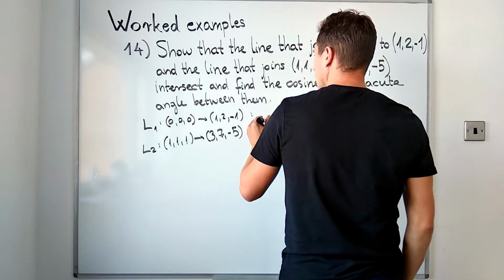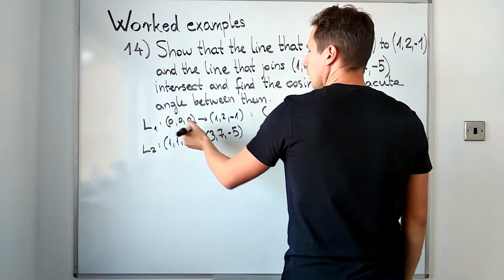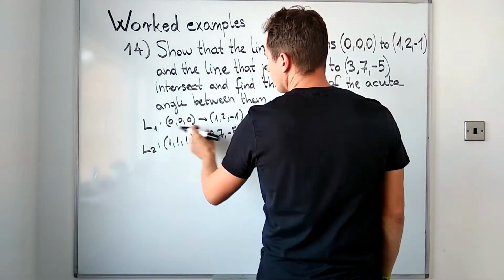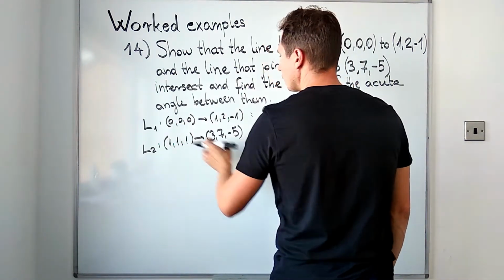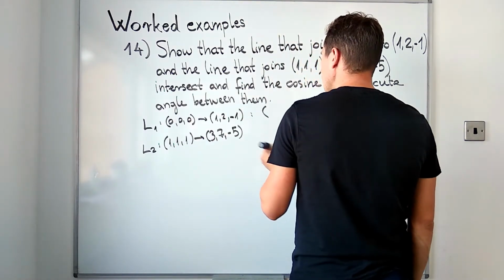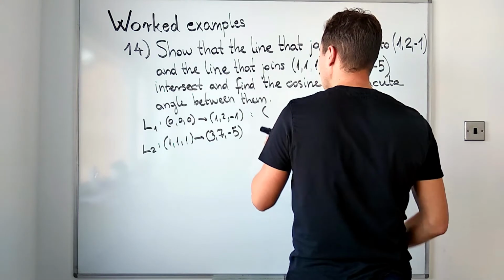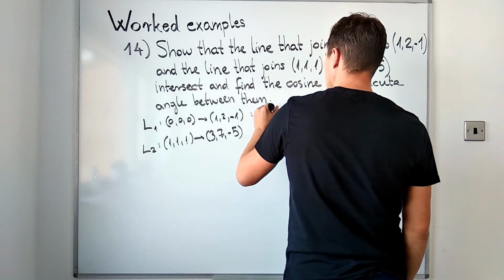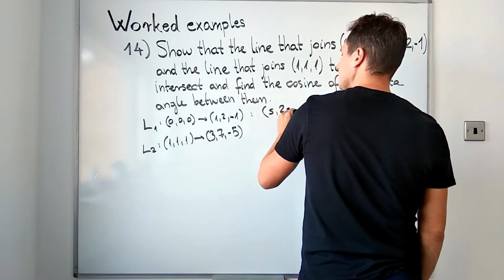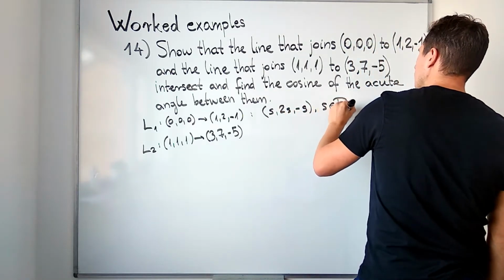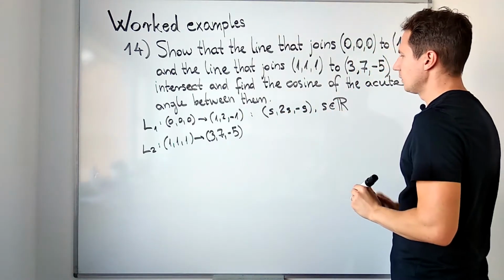Each point on the first line is specified by taking the vector pointing from the origin to this point, which is just 1, 2, and -1, and multiplying it by some number. So that's simply s, 2s, and -s, with some parameter, little s, that is a real number.